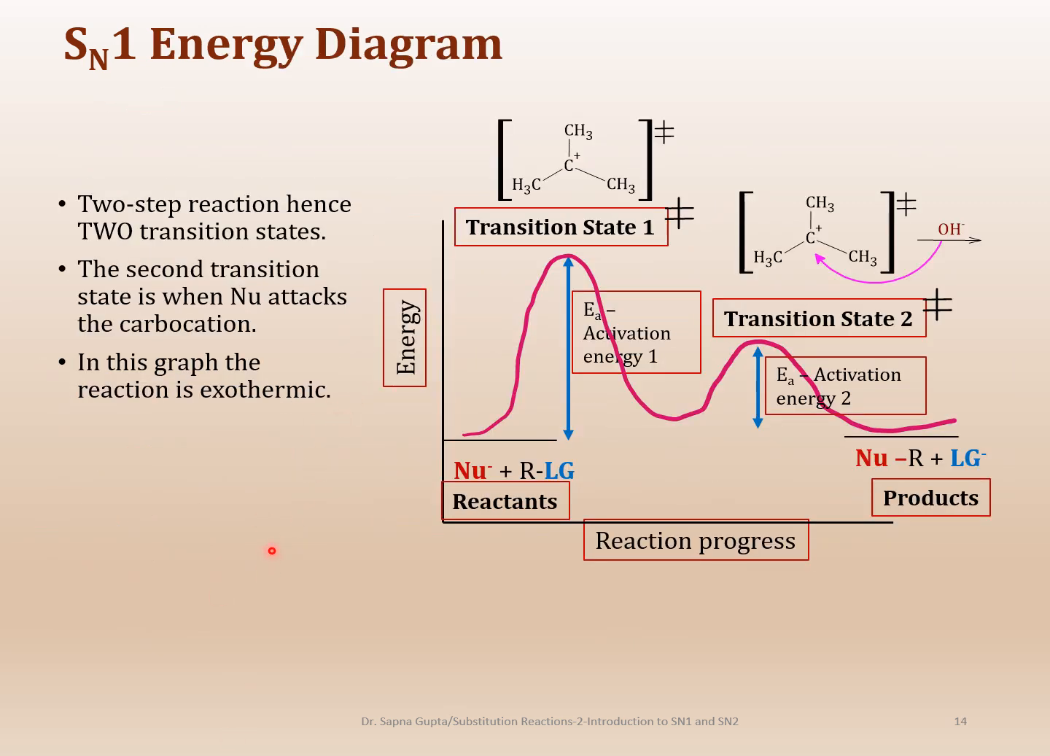Here is the energy diagram for SN1. In SN1, you will have two transition states. The one that is higher in energy is the one forming the carbocation, and the second transition state is where the hydroxide is actually attacking, where the nucleophile is attacking the carbocation. So you have two transition states and two activation energies. The product can be exothermic or endothermic, it depends. But otherwise, you have two transition states.